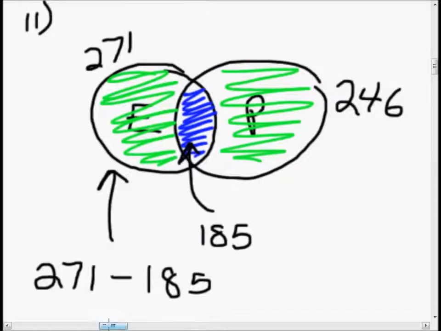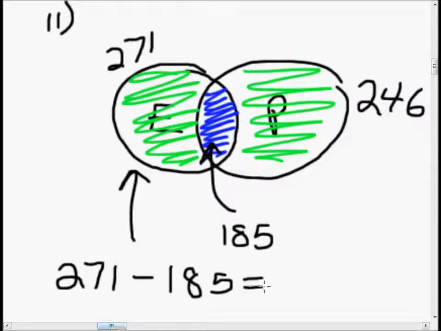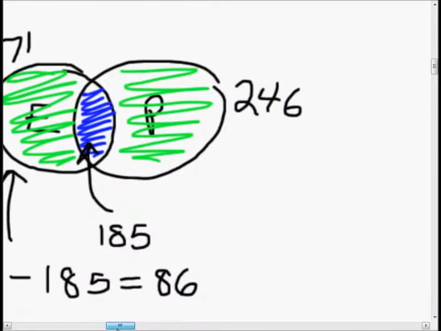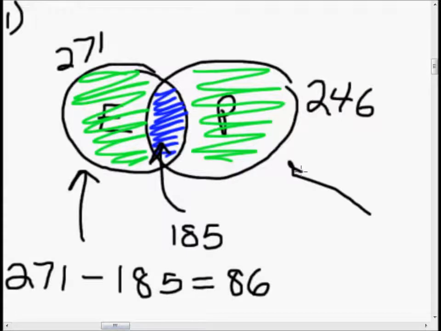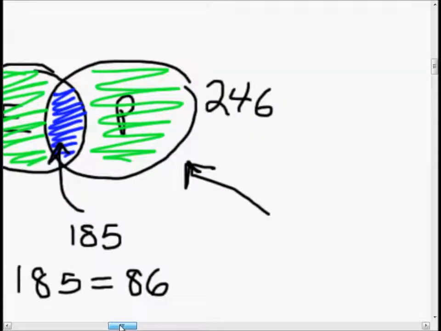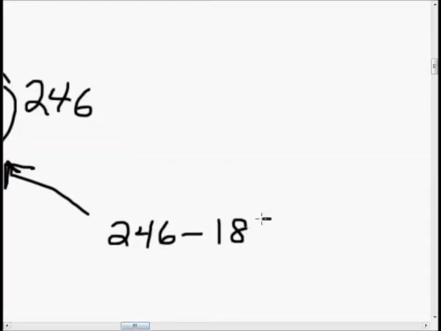And then over here, actually, let's go ahead and do that math really quick. What is that? 271 minus 185 is 86. Sounds legit. Should be about right. And then let's figure out this one. Wow, that was a terrible arrow. So it's 246 minus 185. And what is that? 246 minus 185.